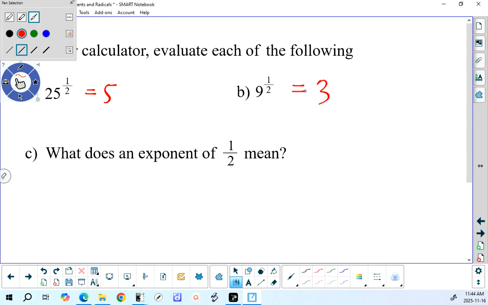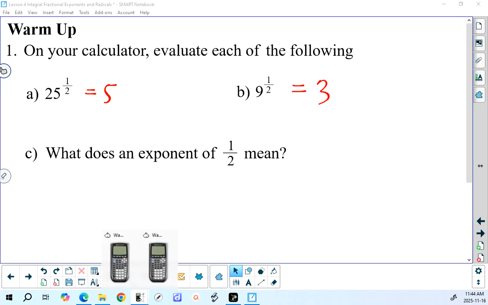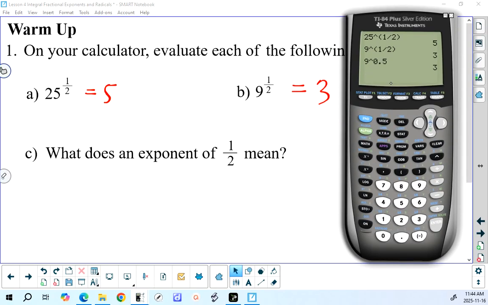What does an exponent of 1/2 mean? Well, it looks like it means the square root. Because the square root of 25 is 5 and the square root of 9 is 3. We suspect it means the square root. We can verify that with some other things. For example, I know the square root of 16 is 4. So let's see, 16 raised to the 0.5, yeah, it's 4.